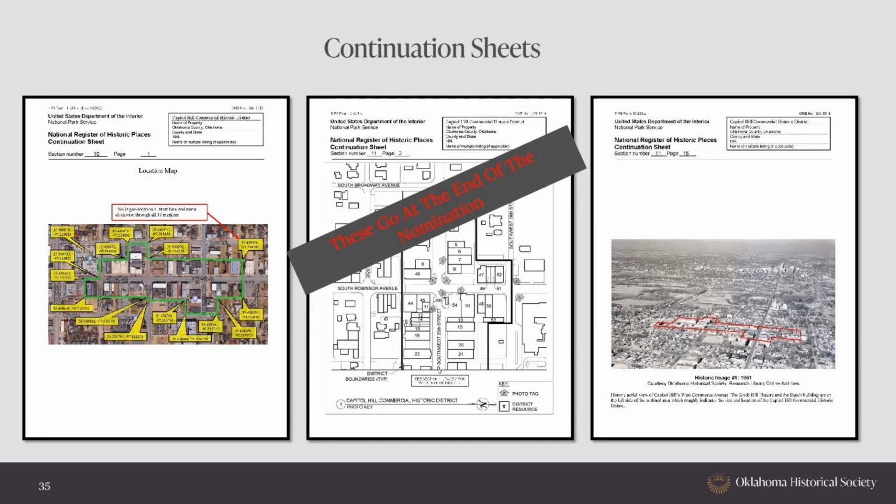You can add historical images. You can add anything to these continuation sheets that is going to help bolster why this is historically significant. It doesn't have to be just maps. It can be, if you have newspaper articles from back when this period of significance was established, you can include that.